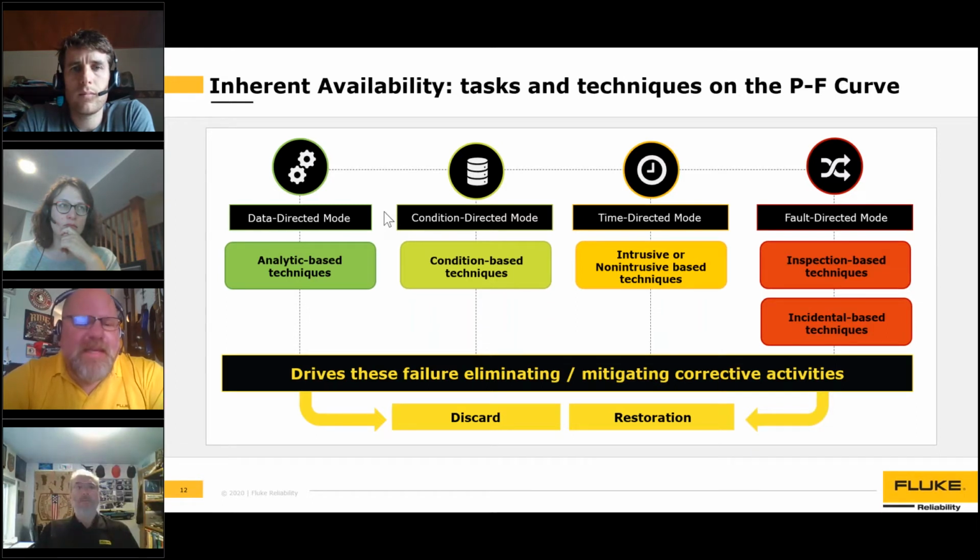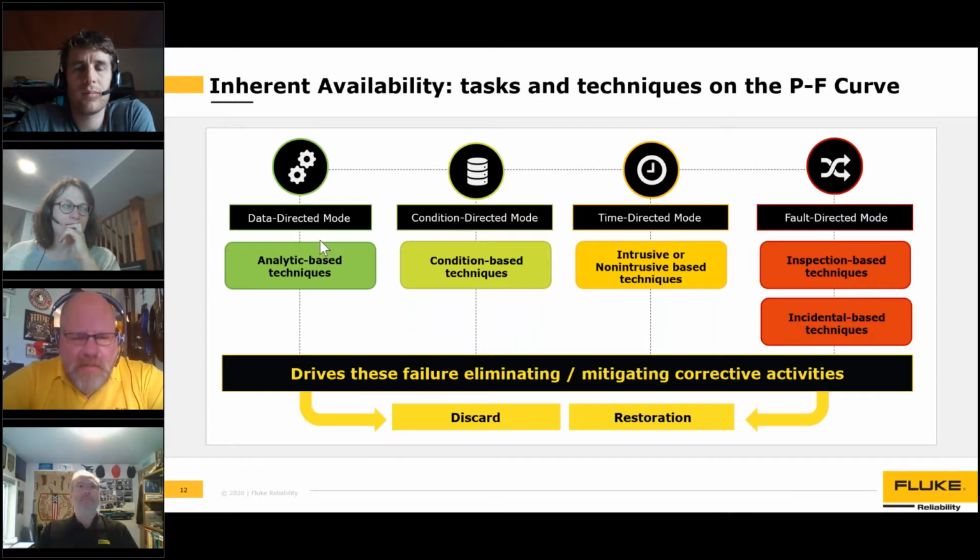And then you move to the left is data-directed mode. These are analytic-based techniques, and that's where we're at right now in the IIoT of things, especially on the bleeding edge of it, to where we are starting to apply empirical data that we're gathering from the condition-directed modes, and we're trying to actually learn more about being more, I guess, prescriptive. And I hate to say that word because that's not really what I want to talk about. But yes, we want to get more towards data directed. Okay, so how can we get there as well?